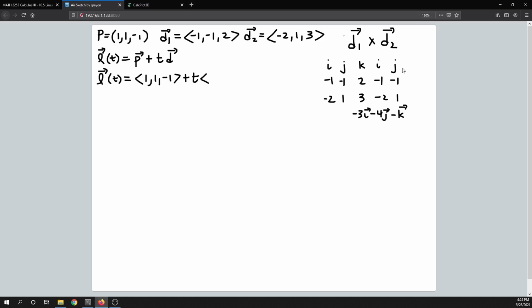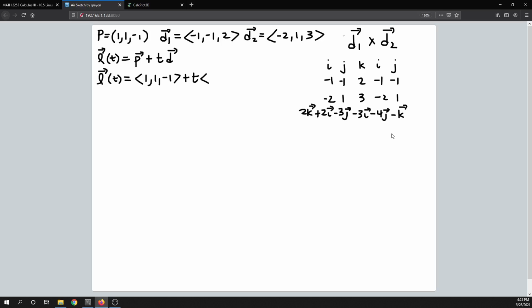Then we will go back the other way. We have k times -1 times -2, so that's going to be 2k. Then we have i times 2 times 1. That's 2i. Then we have j times -1 times 3. That's -3j, like so.